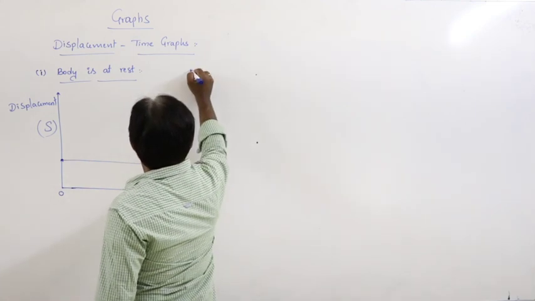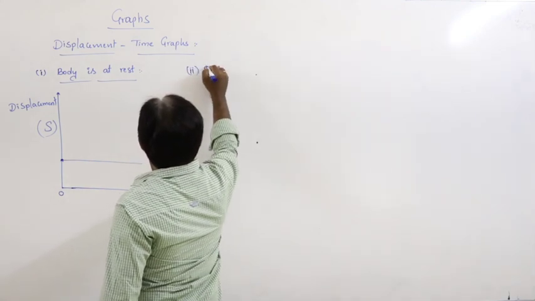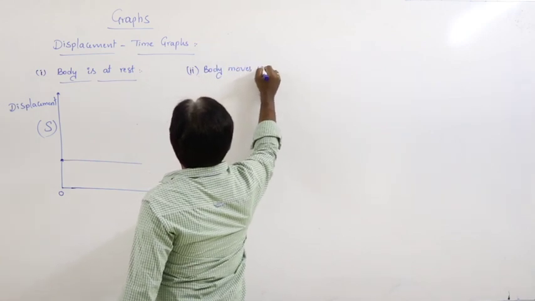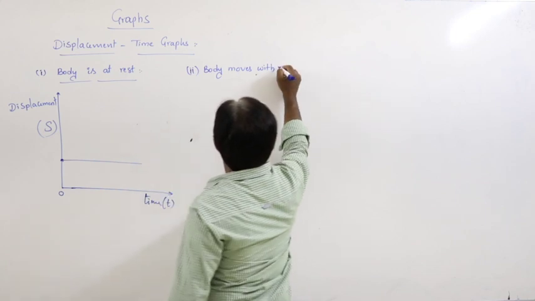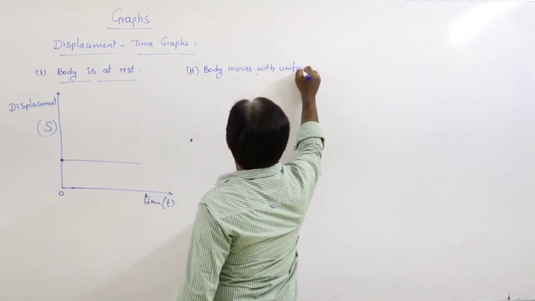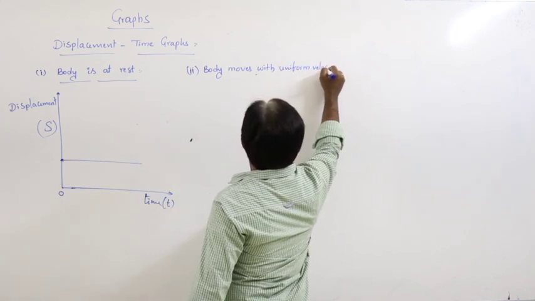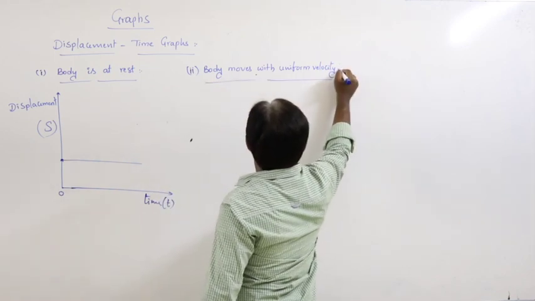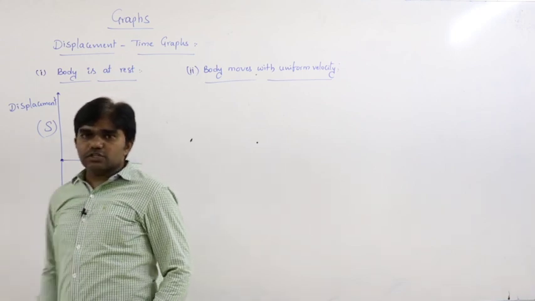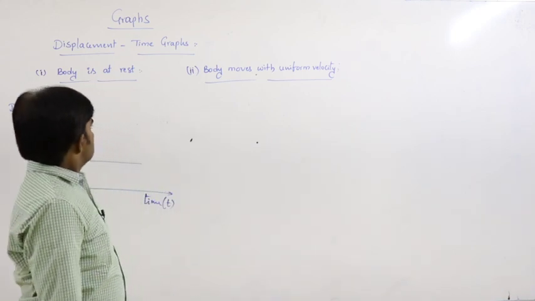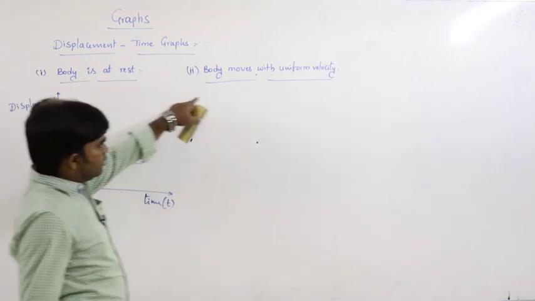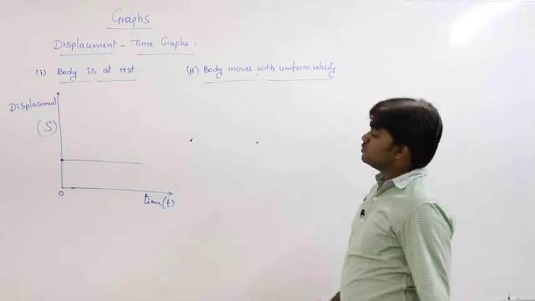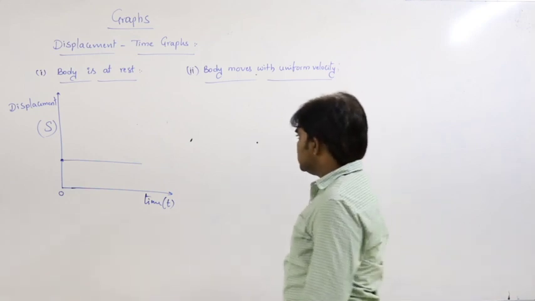Next, the second condition. The body moves with uniform velocity. Second condition. So first the body is at rest. Now the body is in motion. How does the body move? It moves with uniform velocity.